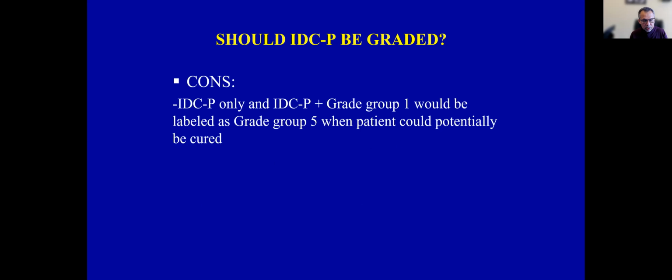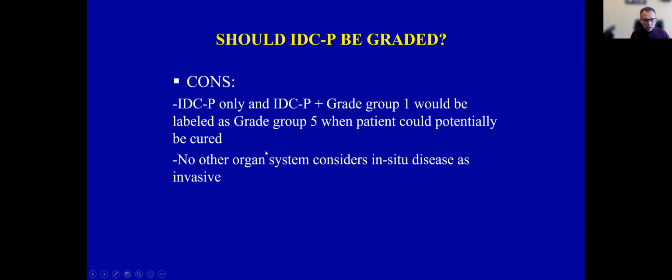The arguments against grading include that if you include intraductal carcinoma in grading, intraductal carcinoma only, or intraductal carcinoma with grade group 1 prostate cancer, would be labeled as grade group 5 and the patient could potentially be cured. And no other organ system considers in situ disease as invasive. But keep in mind that even though the name sounds like intraductal carcinoma is an in situ disease, only rarely is it truly in situ disease. Most of the time, it is an invasive retrograde spread of an invasive cancer.